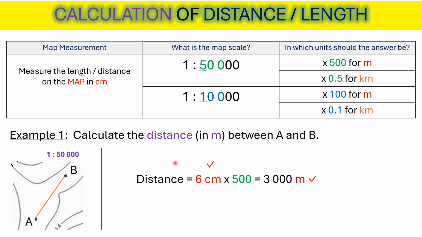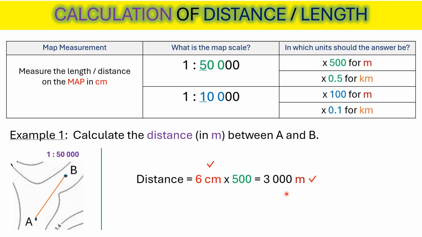So 6 centimeters measured on the map, I multiply by 500 because I'm working with a 1:50,000 scale, and my answer needs to be meters, and therefore 6 centimeters on a 1:50,000 map is equivalent to 3,000 real meters. Map measurement, I'm multiplying by 500 because the scale is 1:50,000 and my answer needs to be in meters, and my final answer in this example is therefore 3,000 meters.